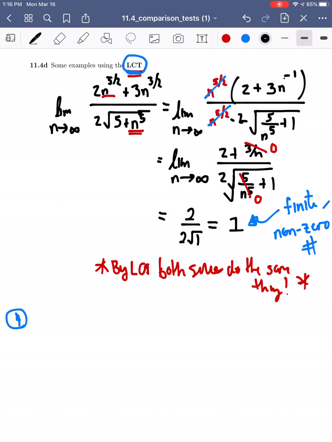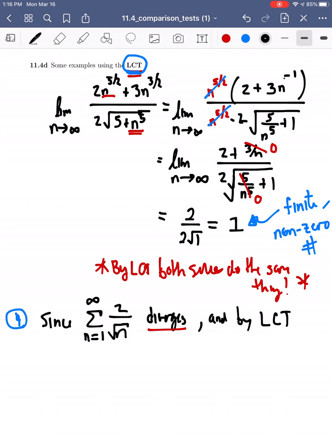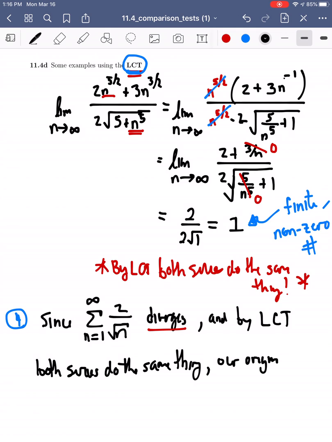So number 4, what we found was, since the series we're comparing to, the series from n equals 1 to infinity of 2 over the square root of n, diverges, and by limit comparison test, both series do the same thing, our original series, that's a series from n equals 1 to infinity of 2n squared plus 3n all over the square root of 5 plus n to the 5th, this series must also diverge.